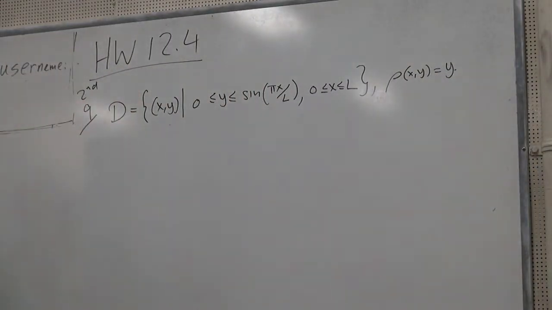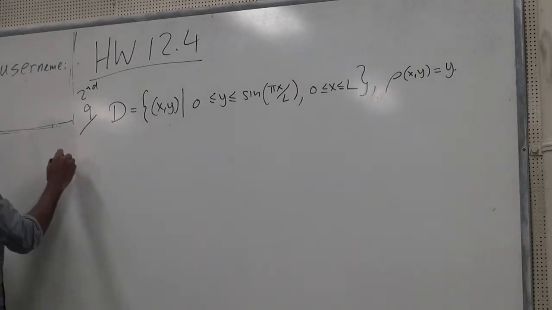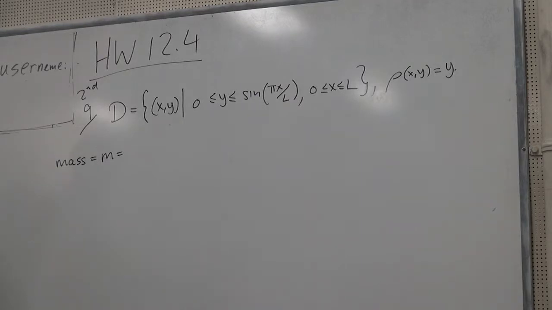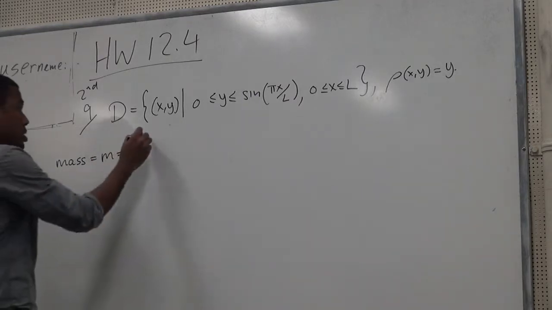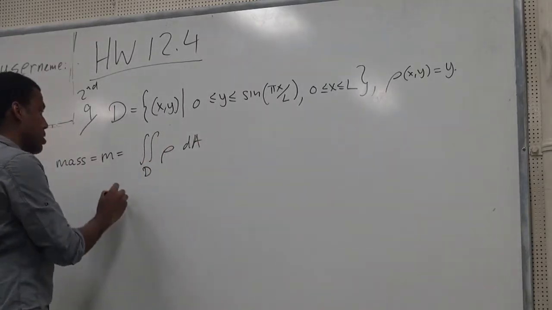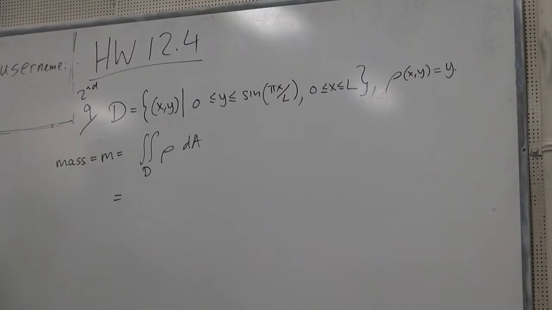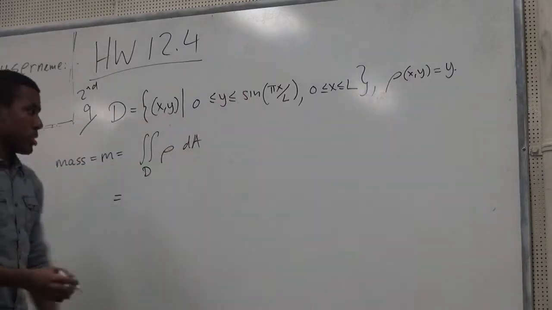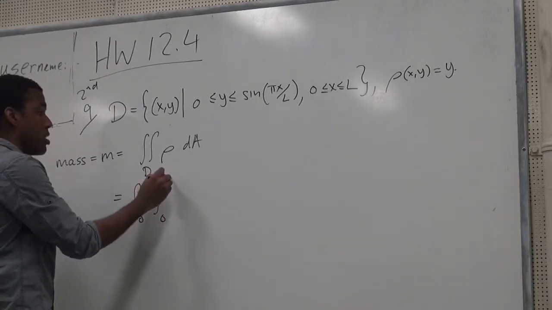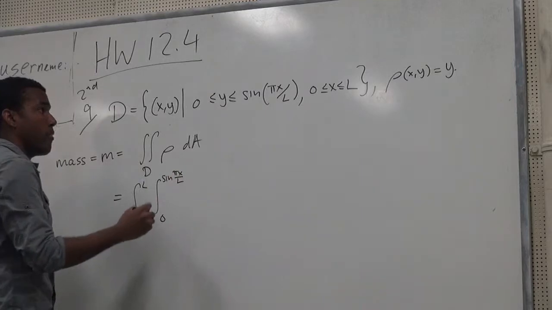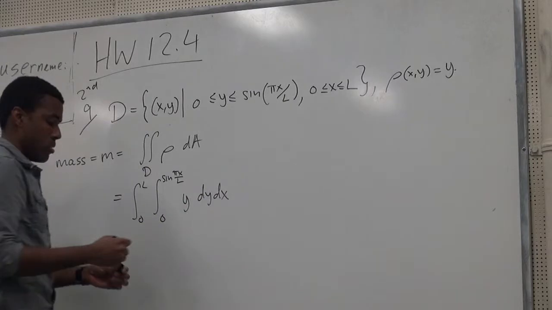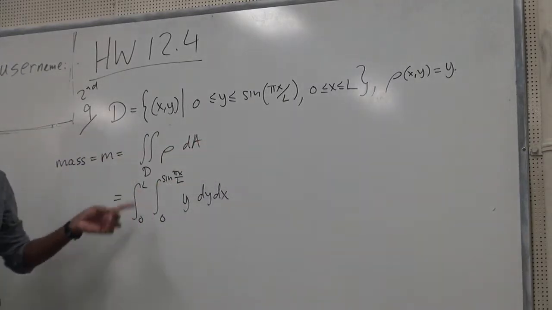So what's the formula? How do we get to the mass? It's the double integral over D of rho. That's it. So we're just going to set up this double integral. They sort of gave you the limits, so you're just going to set it up. It's 0 to L and 0 up to sine of pi x over L of rho, which is y, dy dx. L is just a constant, so that would be the limits on the outside.